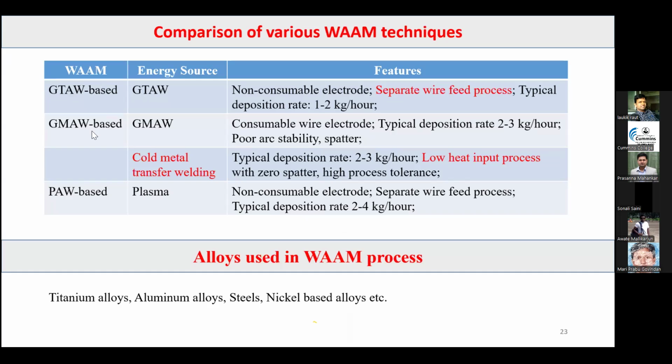Now this is the comparison of GTAW, GMAW, and plasma arc welding. So we have already discussed the deposition rate. In my research work, I have used the cold metal transfer welding technique. This is an advanced welding method, an advancement of GMAW, because the drawbacks of the GMAW process are poor arc stability and spatter, and even there is high heat generation inside the deposited component. In cold metal transfer welding, the heat that gets accumulated is very less. So I have used cold metal transfer welding to deposit the components.